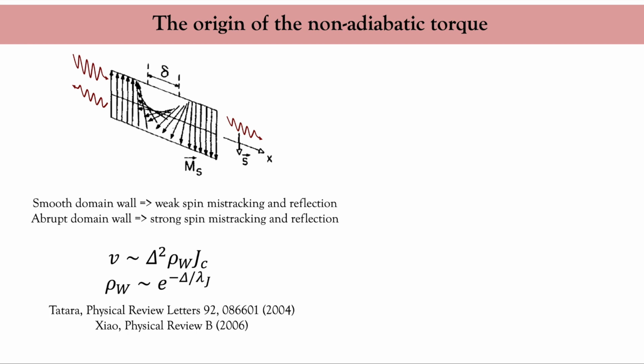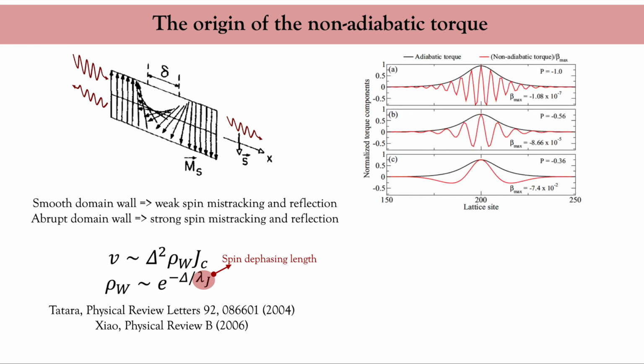Interestingly, one can demonstrate that the domain wall resistance, and therefore the velocity, is related to the domain wall width through an exponential decay, pretty much like in quantum tunneling. The scale is given by the spin dephasing length, that is to say the length over which the spin aligns along the magnetization. So the effect is significant only for domain walls whose width is of the order of the spin dephasing length. This scenario has been studied and confirmed numerically.